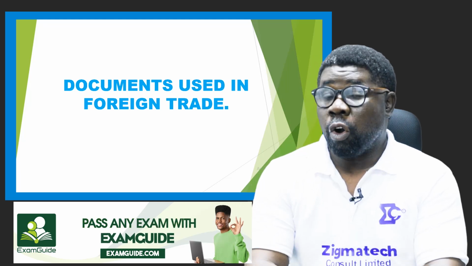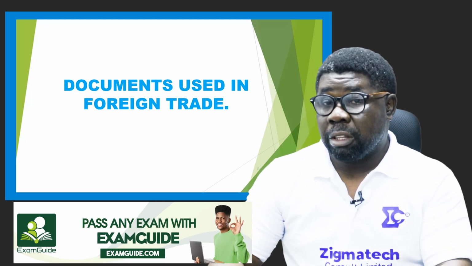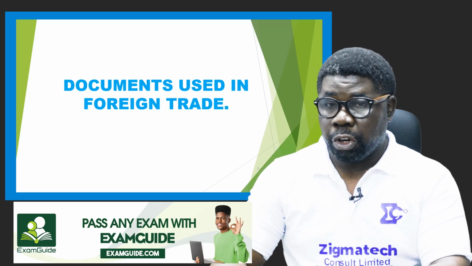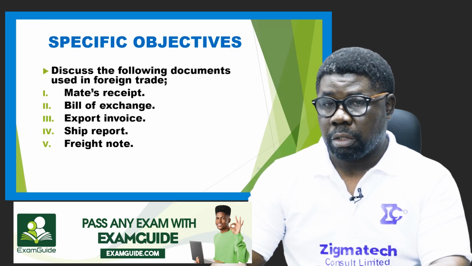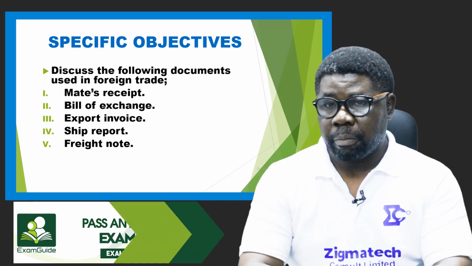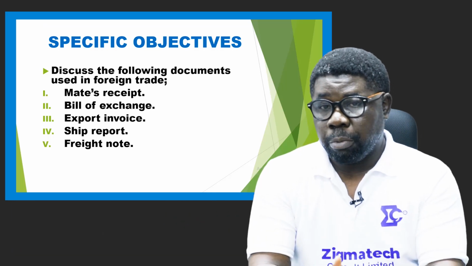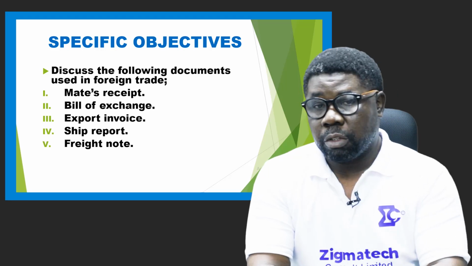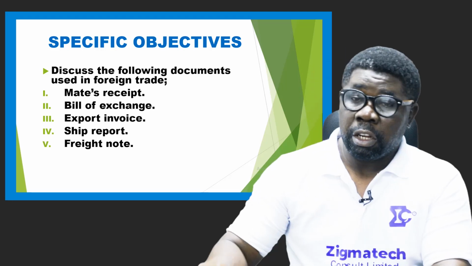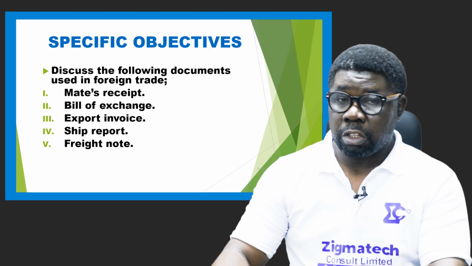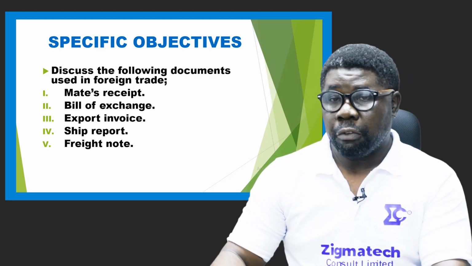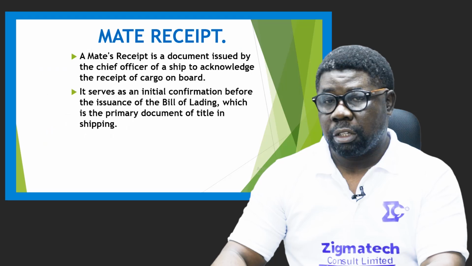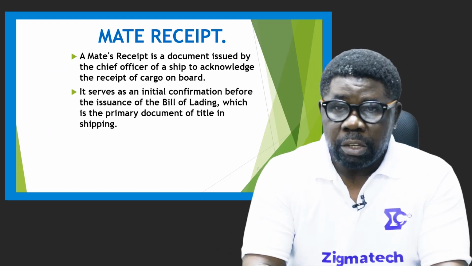But this time around, we're looking at other types of documents that are used in foreign trade, which include the mate's receipt, bill of exchange, export invoice, ship report, freight note. These are the areas we're going to look at in this particular video lesson for commerce. All right. What is a mate's receipt?